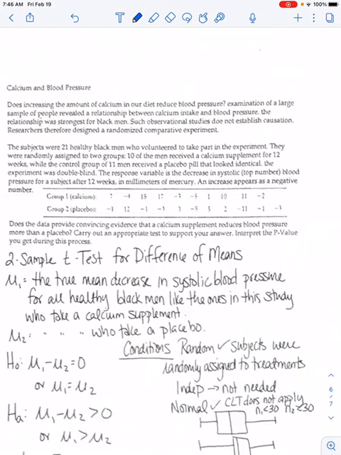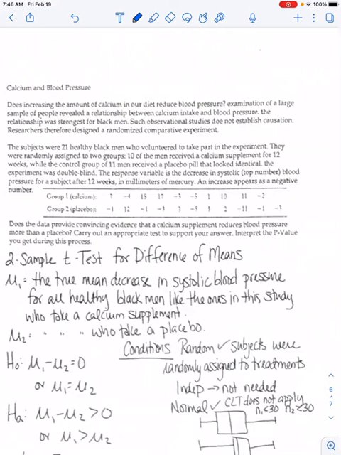So group number 1 had the calcium. Group number 2 had the placebo. So an increase in systolic, the top number, appears as a negative number. Okay. Does the data provide convincing evidence that a calcium supplement reduces blood pressure more than a placebo? Carry out the appropriate test to support your answer. Ooh, interpret the p-value. Oh my.